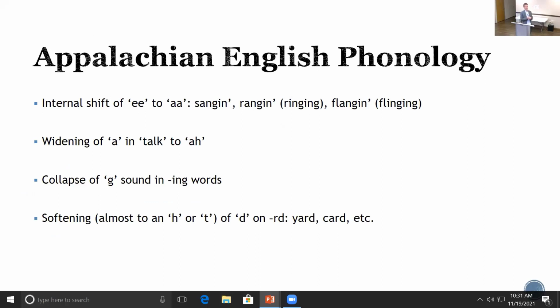Okay, a couple of quick characteristics of Appalachian English. The internal shift of E to A, so instead of singing, it would be sangin or rangin or flangin. We have the widening of A to A as well. That's what I was just using. The collapse of ing to just an in sound, so sangan rather than singing. Softening, almost to an H or a T, of the D in words like yard. So yard, I went out to the yard.